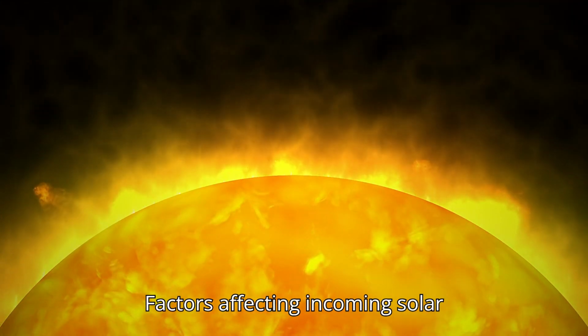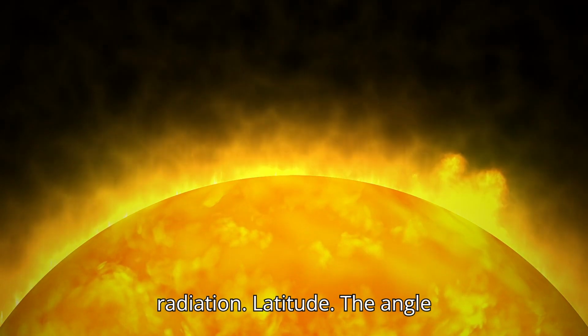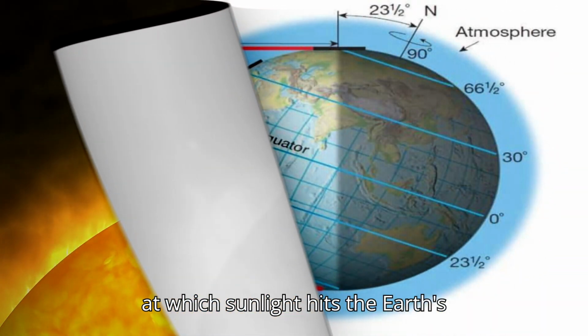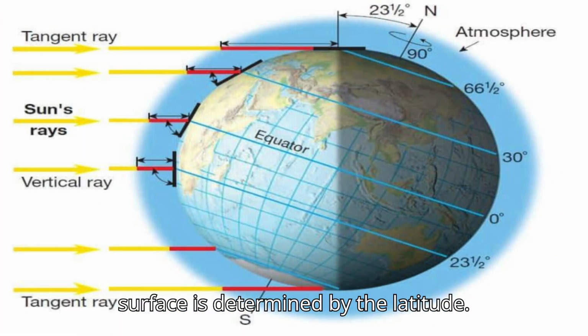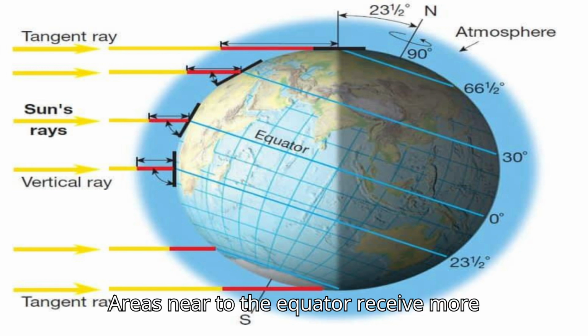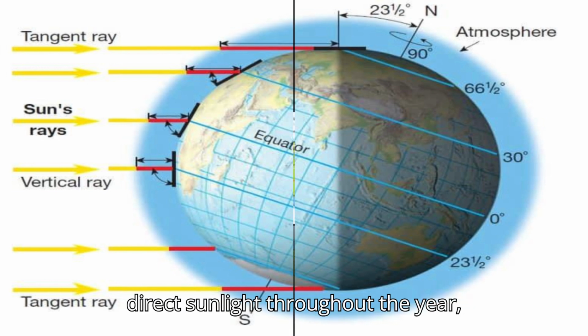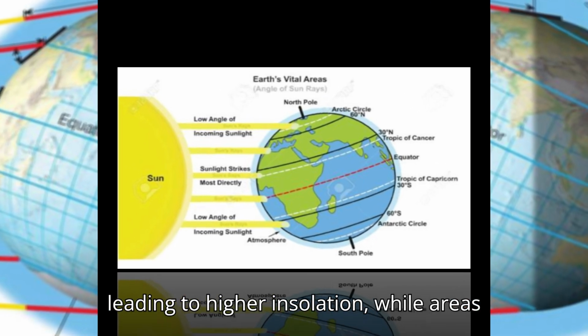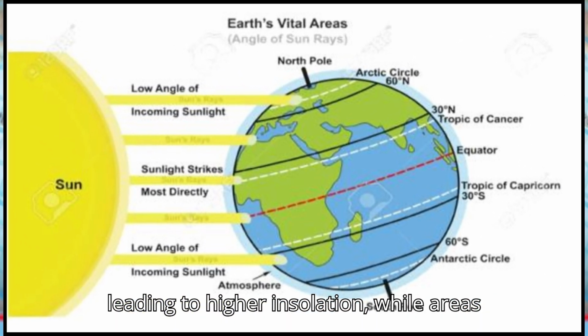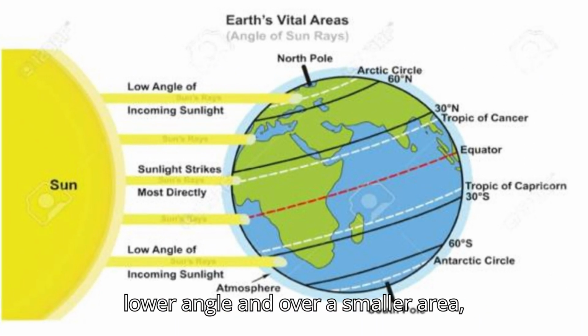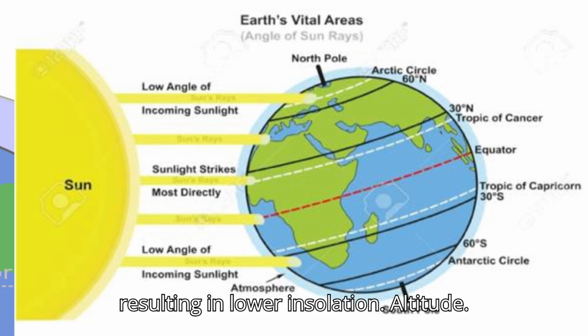Factors affecting incoming solar radiation. Latitude. The angle at which sunlight hits the Earth's surface is determined by the latitude. Areas near the equator receive more direct sunlight throughout the year, leading to higher insolation, while areas near the poles receive sunlight at a lower angle and over a smaller area, resulting in lower insolation.